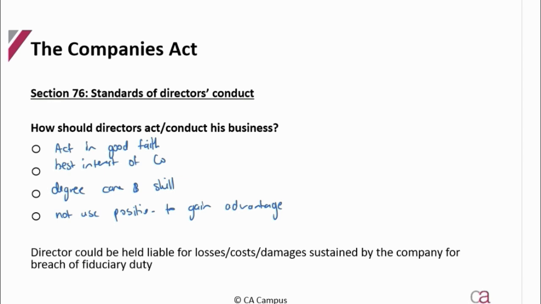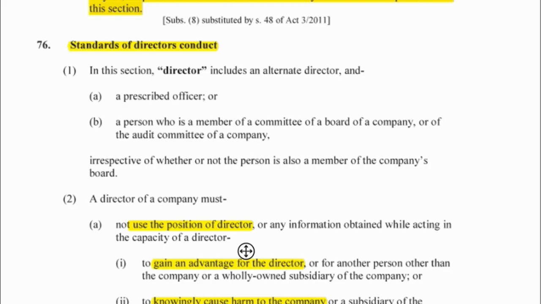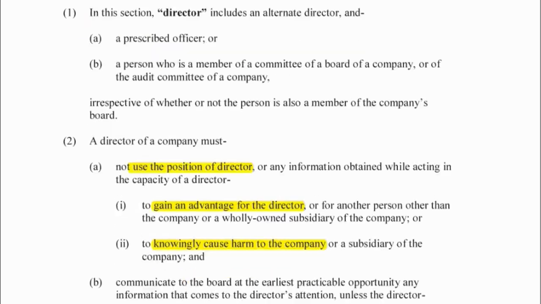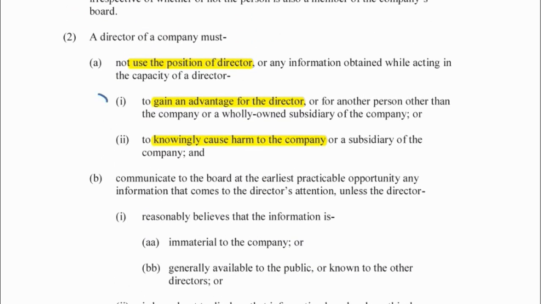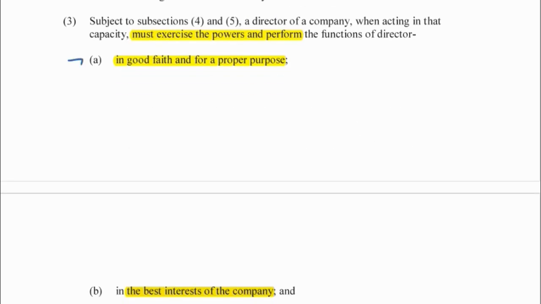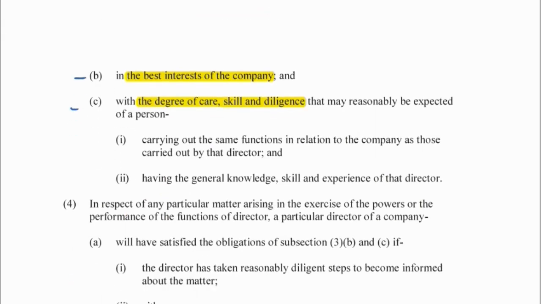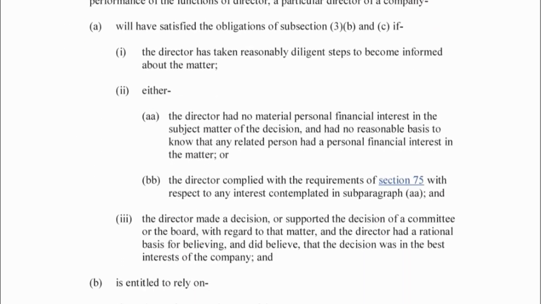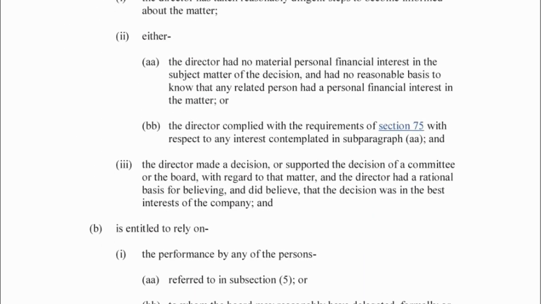Okay, you can think of any other valid conduct you would expect of your directors. Just do note that they will be liable if they breach this fiduciary duty, which is to act in a specific way. Okay, and if you go to 76, you'll see everything there. Okay, mustn't gain advantage, knowingly harm the business. They must act in good faith, best interest, degree of care and skill.